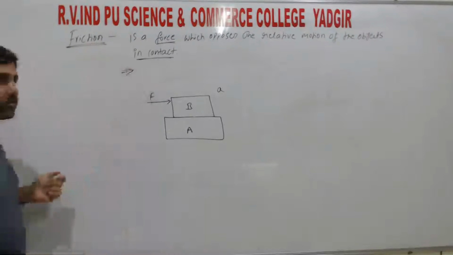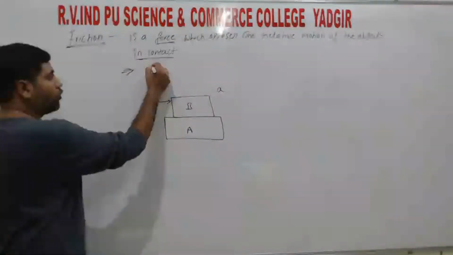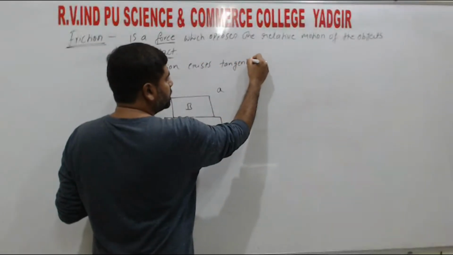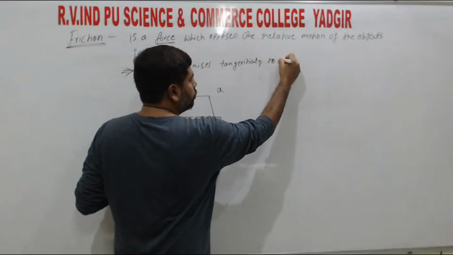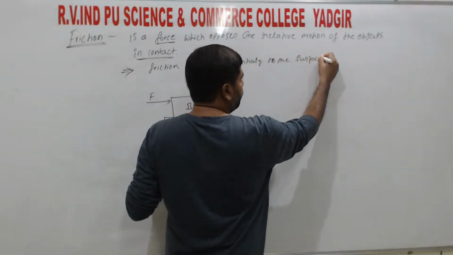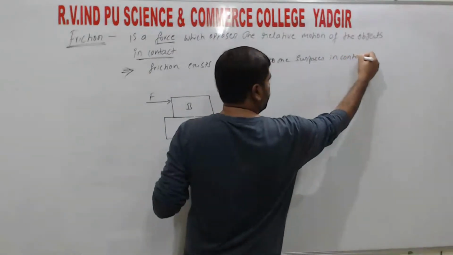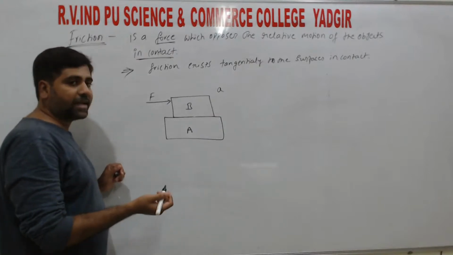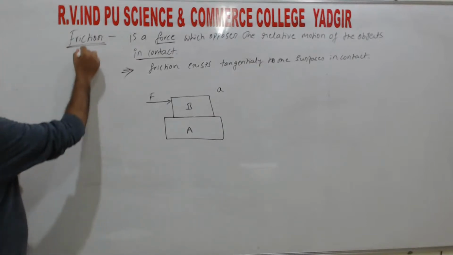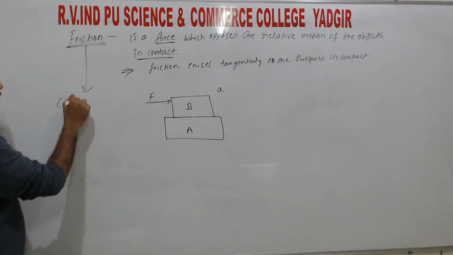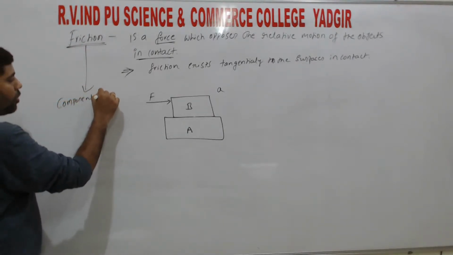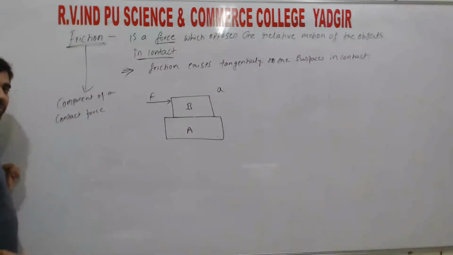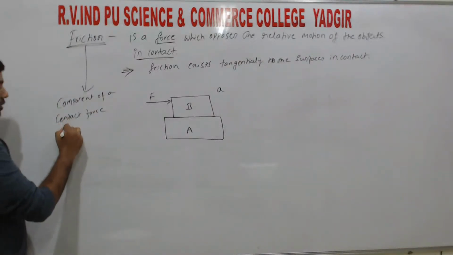So where does friction exist? Friction exists tangential to the surfaces in contact, right? So it exists along the tangent. In the last class also we discussed that friction is the component of a contact force which is parallel to the surface, right?